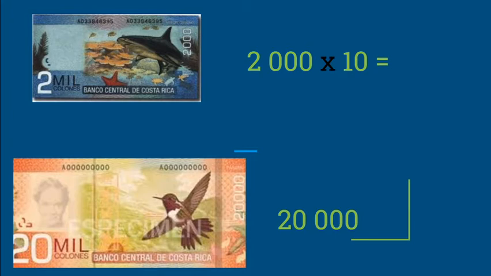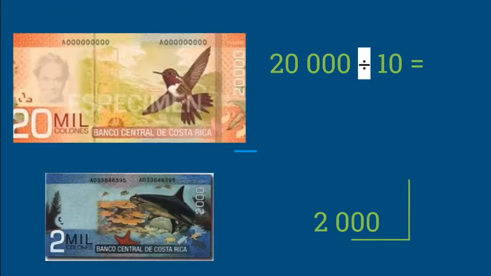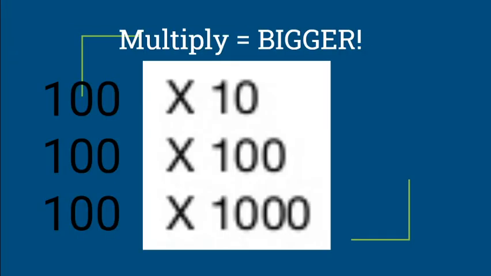Now, what we're going to be doing today is different than what we were doing last time, okay? We're going to be dividing by a factor of 10. So how would you get 2,000 from 20,000? Well, you would divide. 20,000 divided by 10 gives you 2,000. Okay, so you'll notice that our number gets much smaller when we divide. Again, when you multiply, the number gets much bigger.